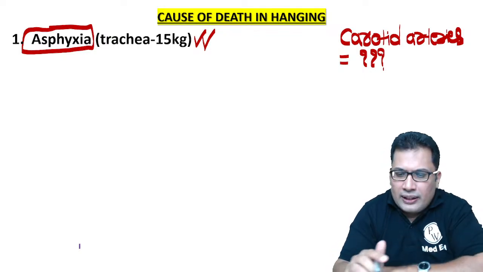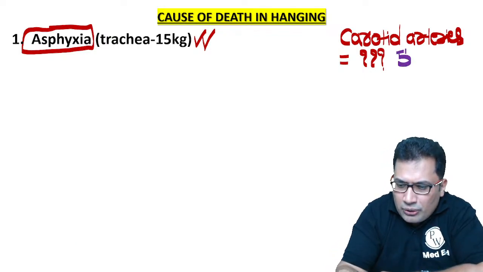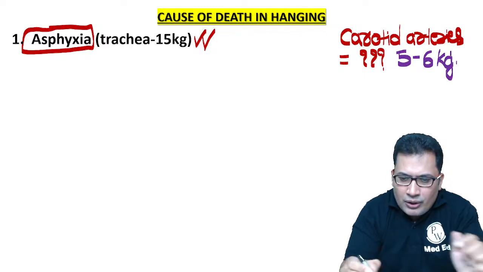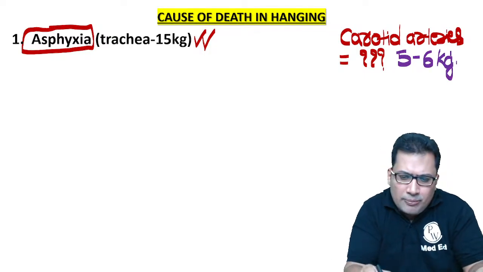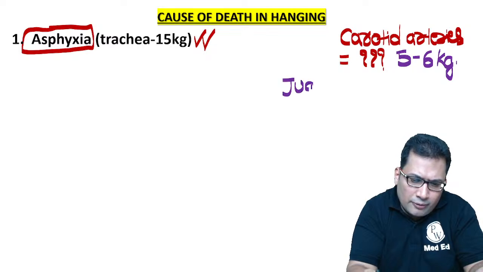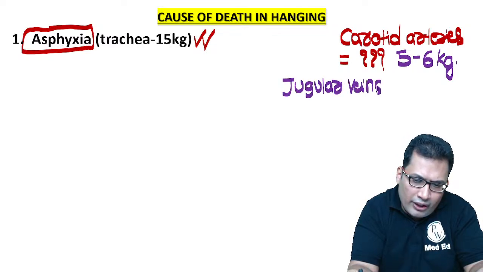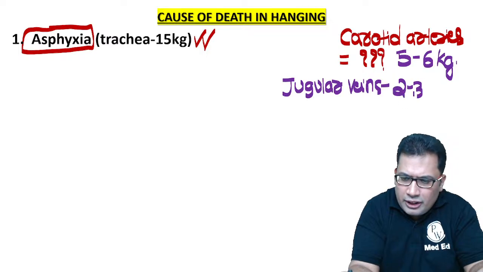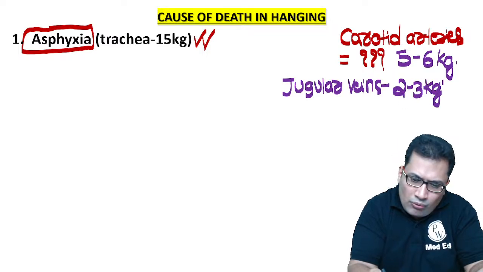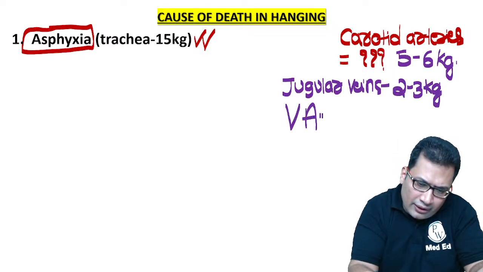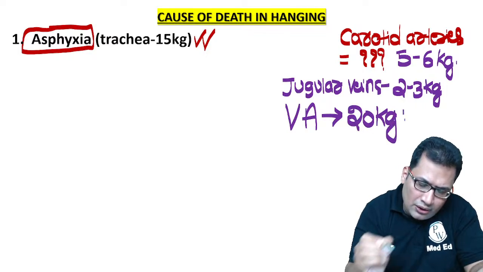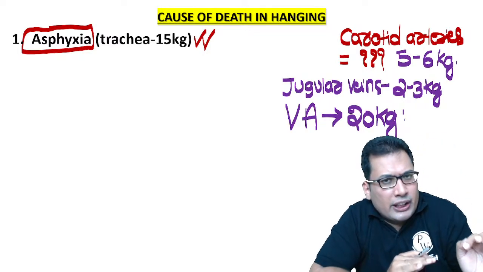Very good, Sumana, they answered. It's around 5 to 6 kg. So carotid artery 5 to 6 kg. Jugular vein around 2 to 3 kg. Vertebral arteries around 20 kg. So this can be a Viva question in your exam.